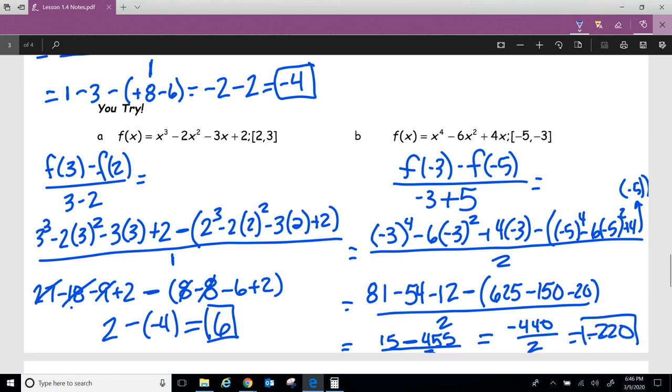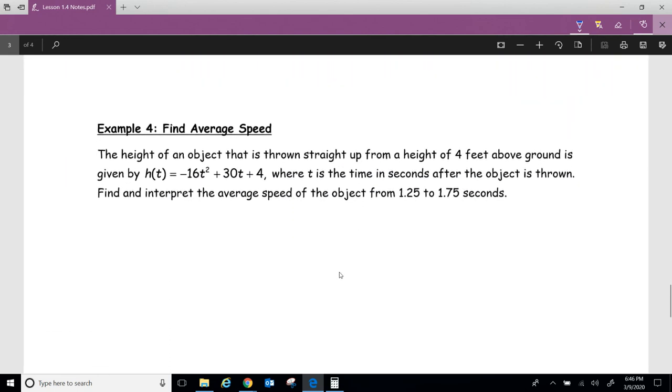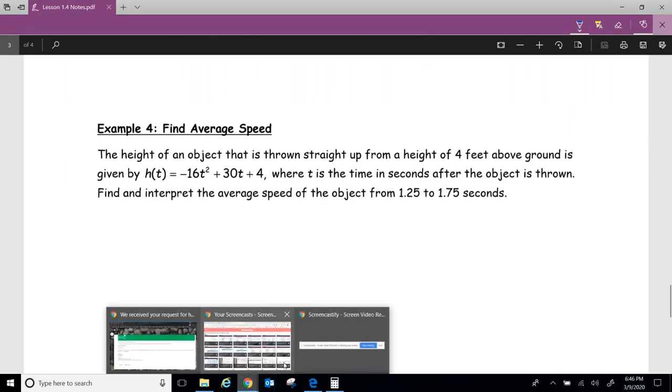How did you guys do? All right, that's it for example number 3. Example number 4 is going to be more average rate of change, but with some lovely application problems. That's coming up in the next video.